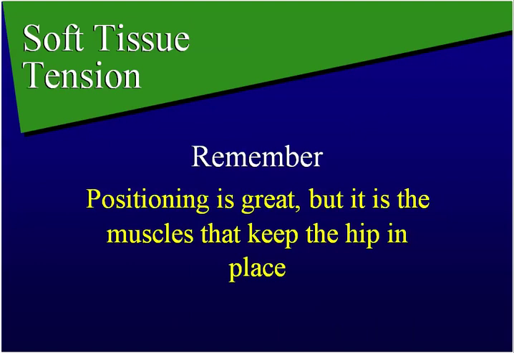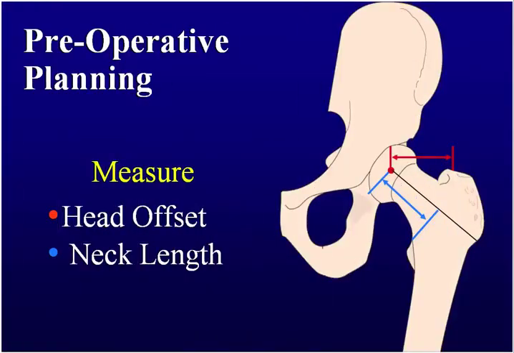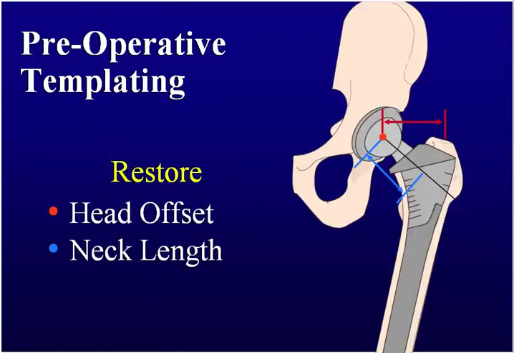Remember also, positioning is great, but it's the muscles that keep the hip in place. The abductor complex is the key to stability, and the abductor complex includes the gluteus medius and the minimus. And to recreate that tension, you've got to have good preoperative templating where you measure head offset and measure neck length. And what you want to do with your hip replacement is restore the head offset and restore the neck length. And you have templating, and in this case here, you're templating to find the center of rotation, and then you define your neck cut and put the implant at that level so you can recreate the standard offset and the length, because that's what keeps your hips stable.